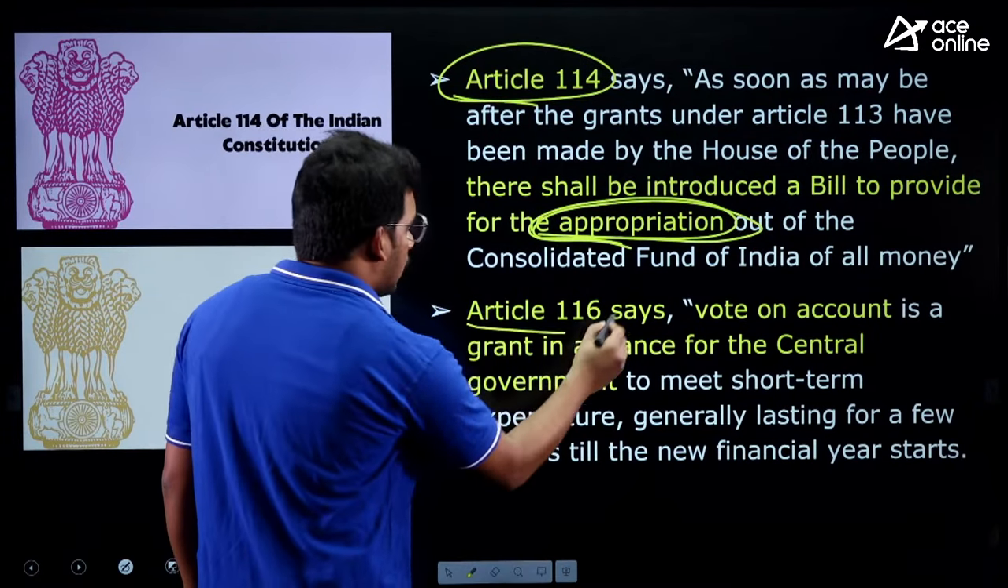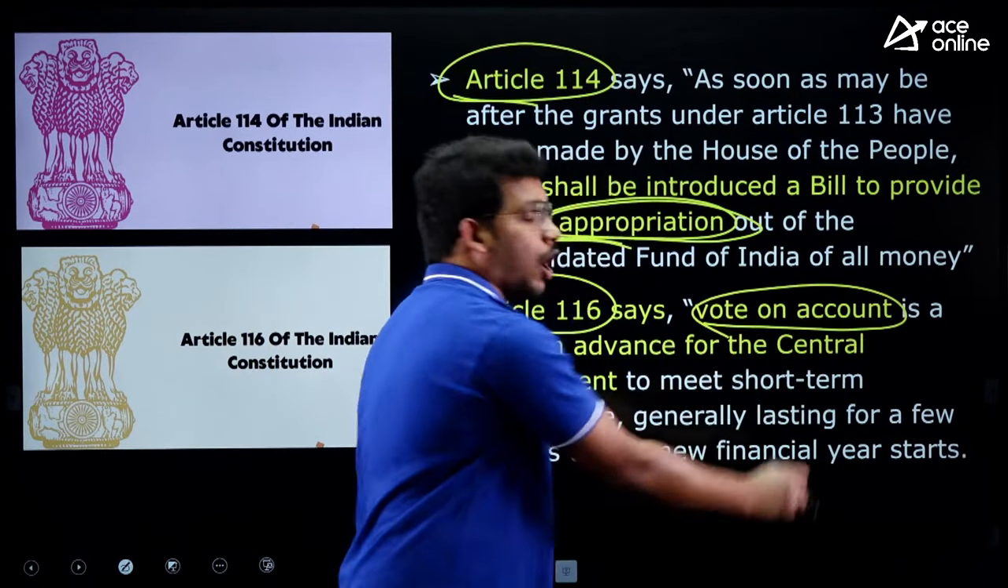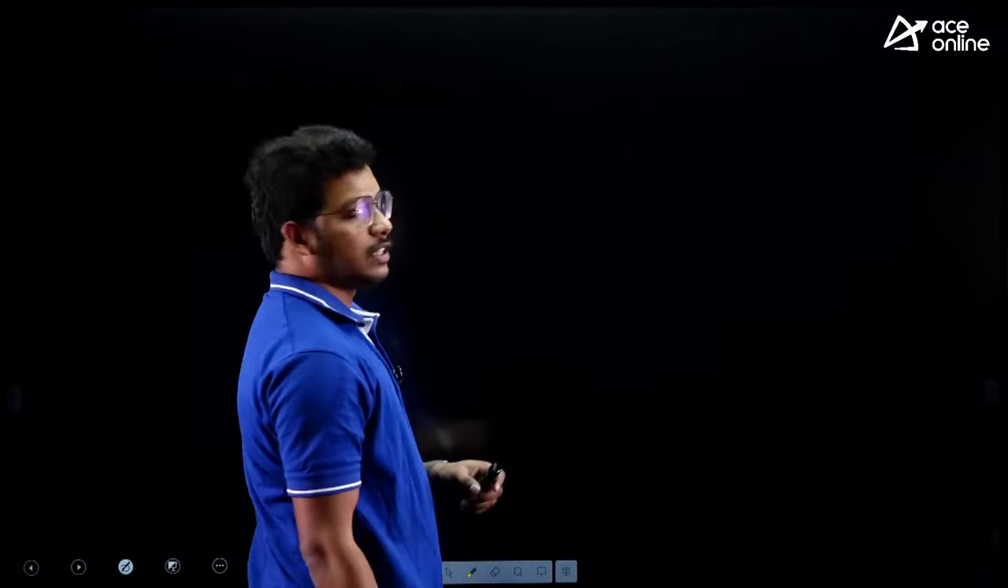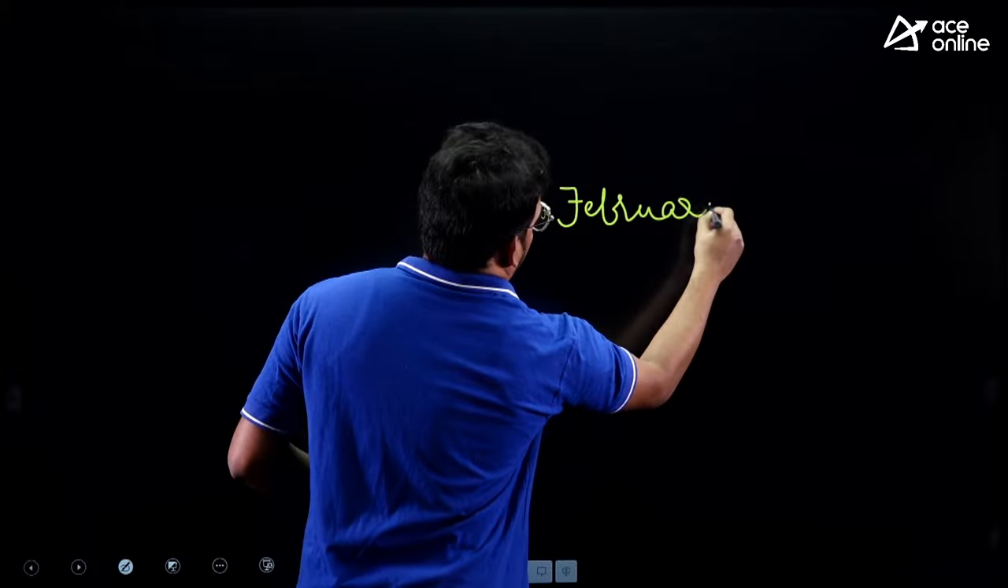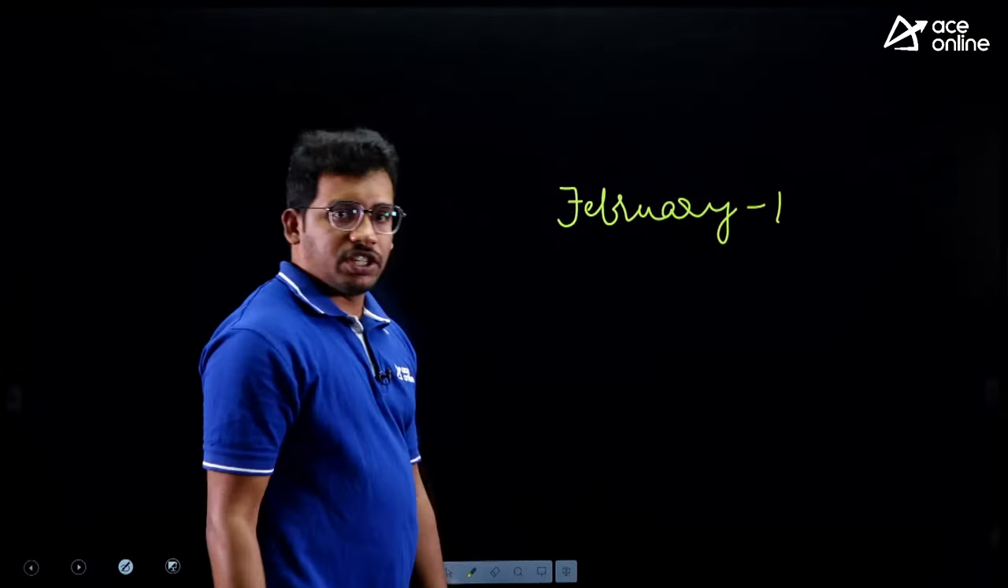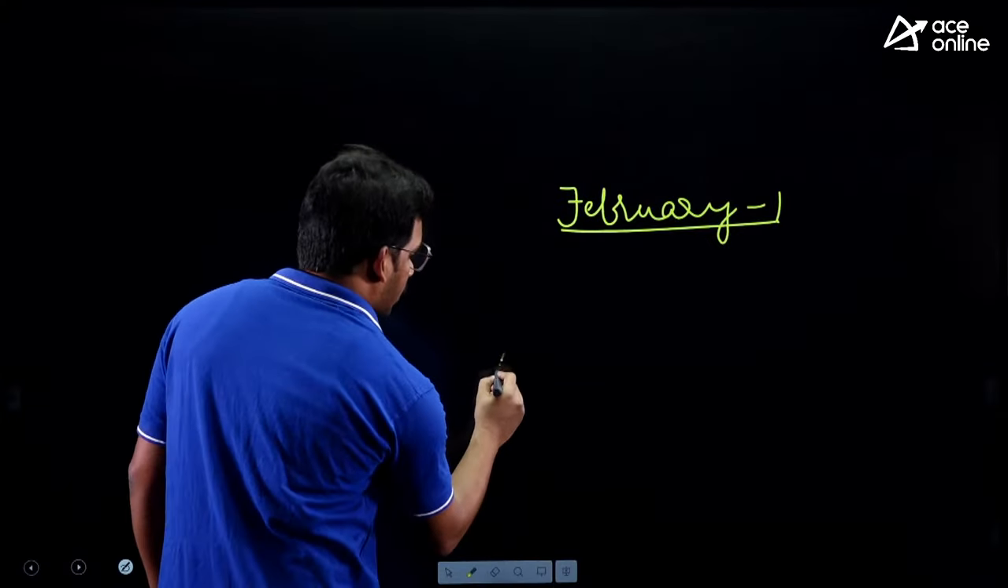There is one more article, 116, that is called vote on account. Let's understand this. Government will put forward the budget on February 1. The actual budget cycle is from April 1.